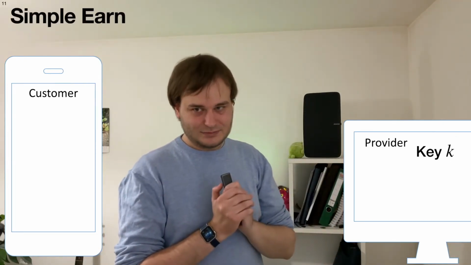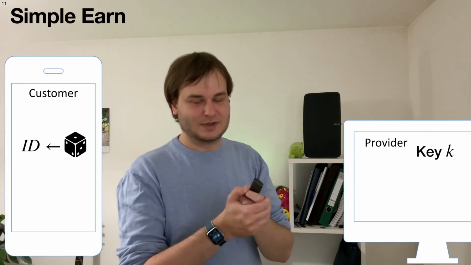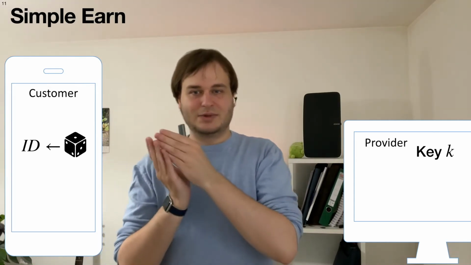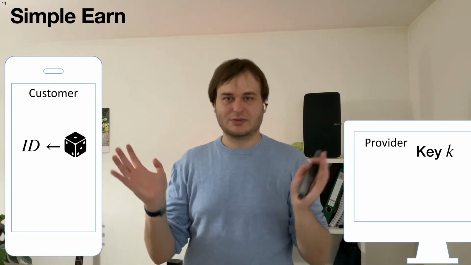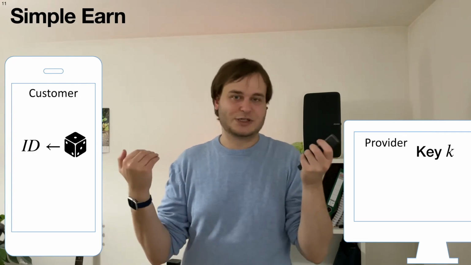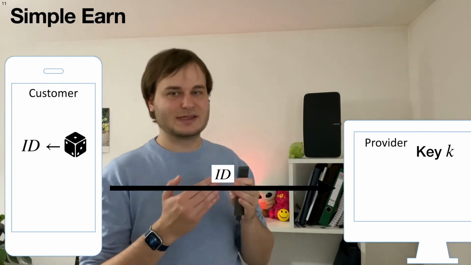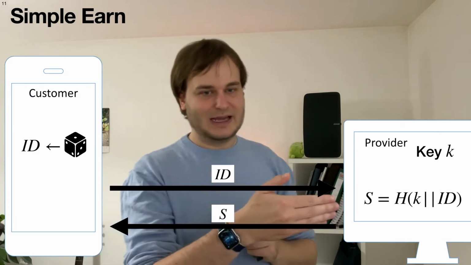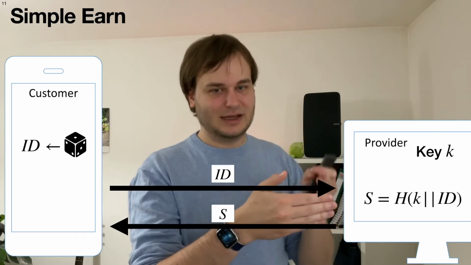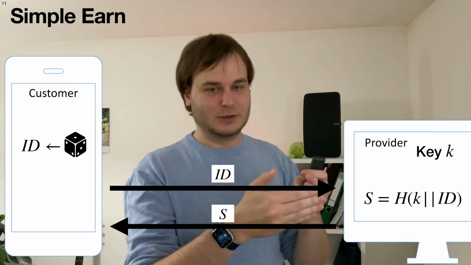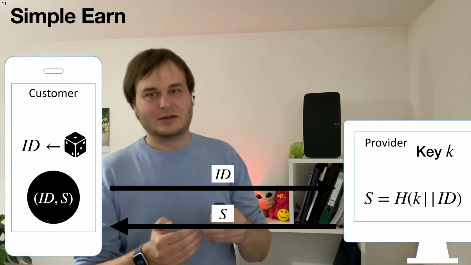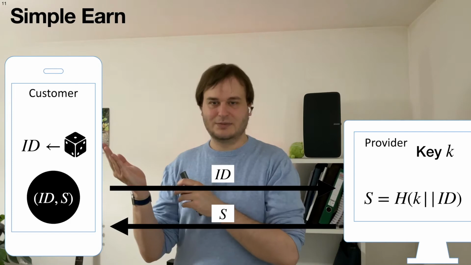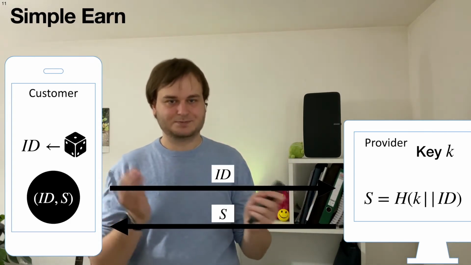Then, to earn points, so if I go to the supermarket and I am supposed to get a coin, then I as a customer choose a random ID. Okay, also a large bit string. And I send over this ID to the provider. The provider will then hash his key and the ID, and this hash value we'll call S. The coin for the customer in the end is the ID that he chose in the beginning and the S that he got from the provider.